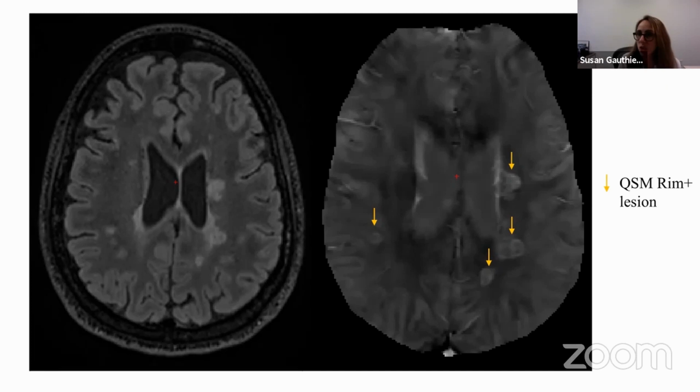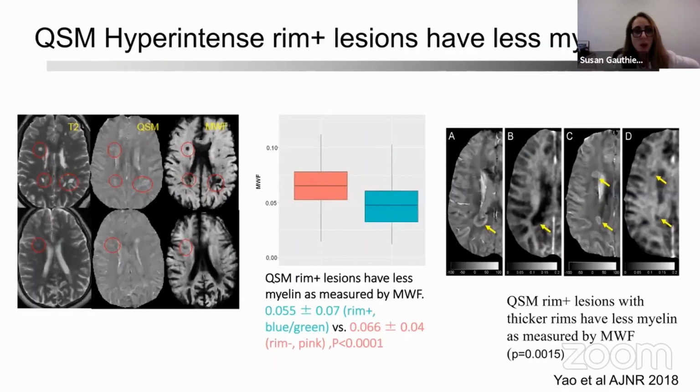If they have one, they usually have a couple. And we're looking into whether this is always the case, meaning if you have a rim at one period of time, do you always tend to develop these rim lesions? These are interesting questions that we want to pursue.